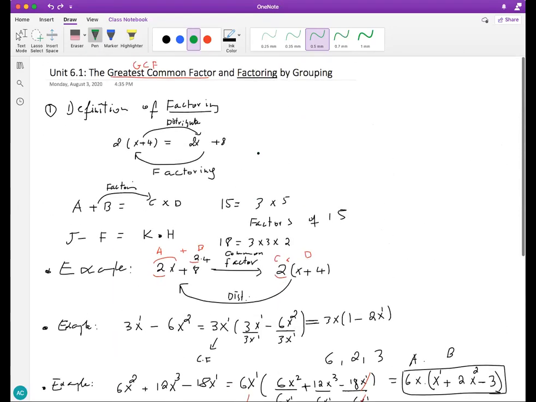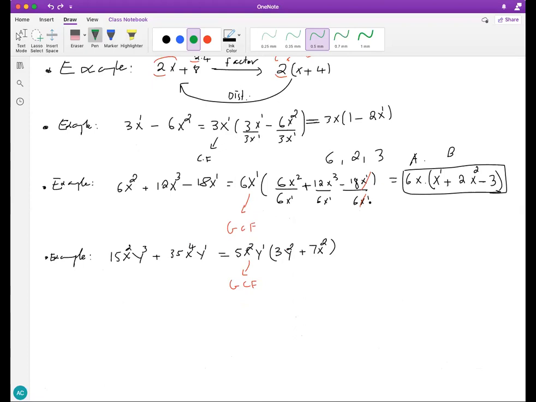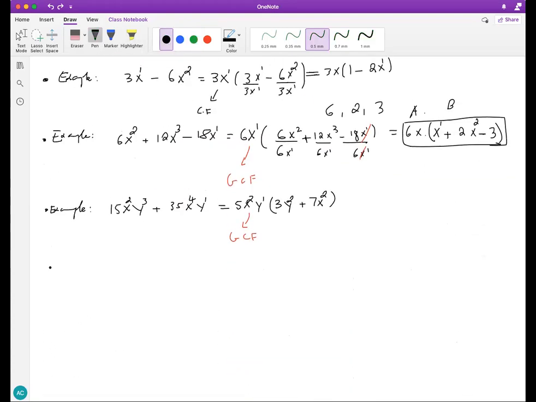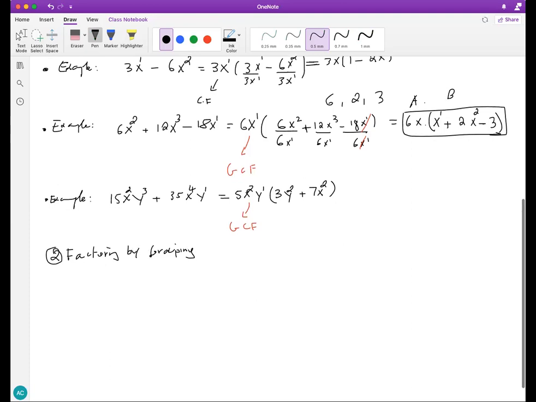So now we're going to see another case where even if you don't see a common factor here, for example, we can still turn the expression into a product. We can still factor even if you don't see a common factor. That method is called factoring by grouping. Okay, factoring by grouping is another way of factoring expressions.